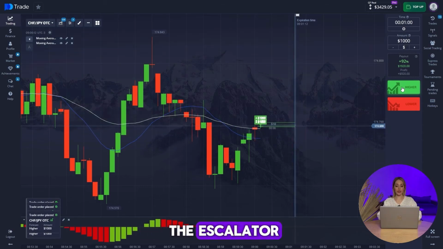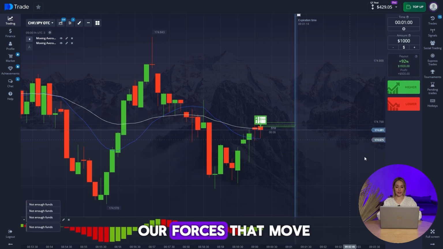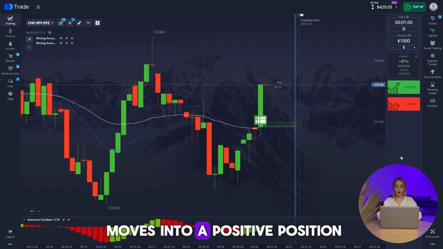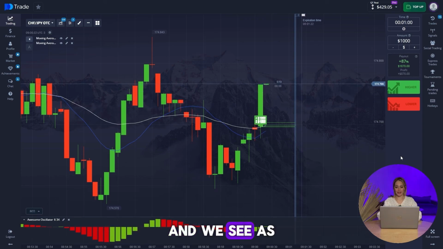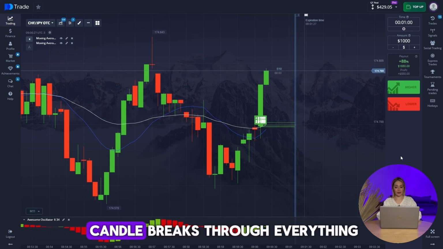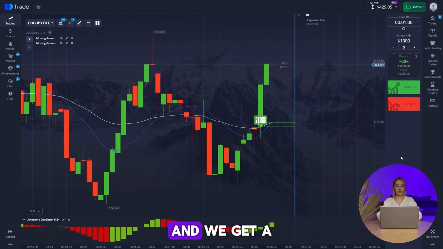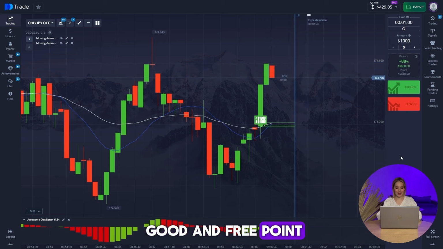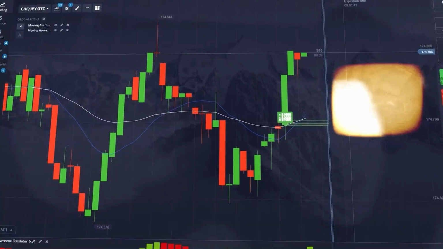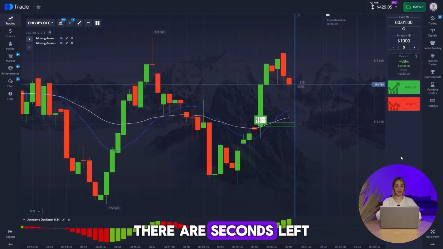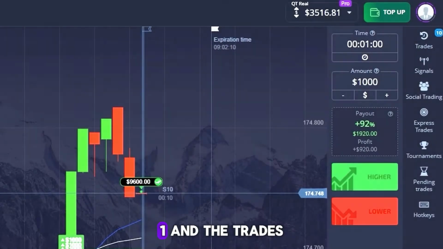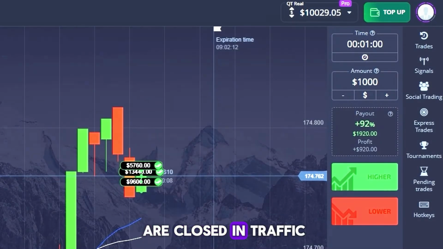On the oscillator, you can see how the forces that moved the price down weaken, and it moves into a positive position. And we see, as soon as I open a trade, a good green upward candle breaks through everything, and we get a good entry point. Let's wait for the trade to close and call it a day. There are seconds left before the trade closes. 3, 2, 1. And the trades are closed in profit.